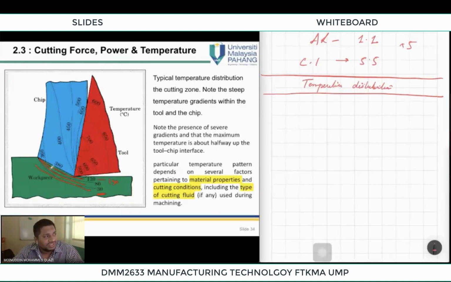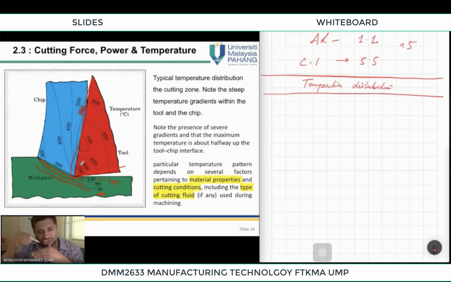But you can see the chip. After you do the cutting operation, chips are produced. These chips have a lot of temperature. You can see the chip maximum temperature is 600 degrees centigrade. That's quite a lot. But you should see the tool temperature. The tool temperature is the highest, starting from 500 degrees centigrade, because the tool is the thing which is doing the cutting operation.